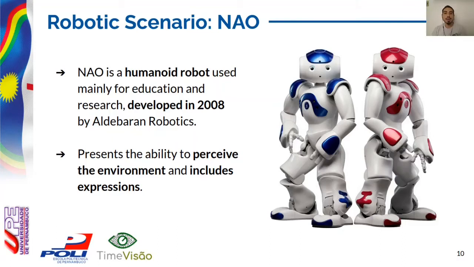NAO is a humanoid robot used mainly for education and research purposes. It was developed in 2008 by Aldebaran Robotics, which now is a SoftBank Robotics Group subsidiary company. It has the ability to perceive the environment from a broad kind of sensors like cameras, microphones, and tactile sensors, among others. It also includes expression elements like 53 RGB LEDs, voice interfaces, and 2 speakers, which gives a high degree of interaction.